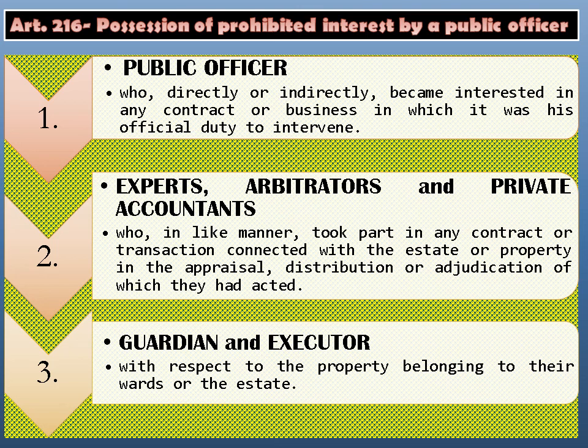So here is your Article 216, and these are the persons liable for the possession of the prohibited interest. Number 1 is the public officer, number 2 are the experts, arbitrators, and the private accountants, and the guardian and executor. So for a public officer, he must directly or indirectly become interested in any contract or business in which it was his official duty to intervene.